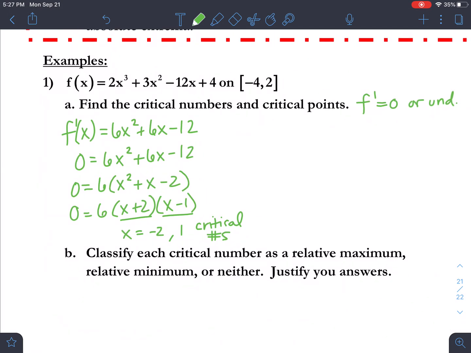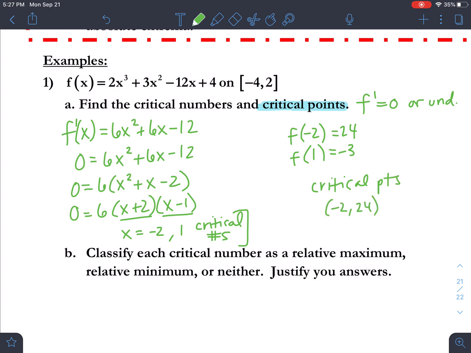-2, +1. Now notice, it also says what are the critical points. Critical points would just mean take these critical numbers and plug them back in. So you would find what's f of -2 and what's f of 1. I'll save you guys the time from plugging it in. F of -2 is 24 and f of 1 is -3. So your critical points would be (-2, 24) and (1, -3). Those would be the points on the graph.